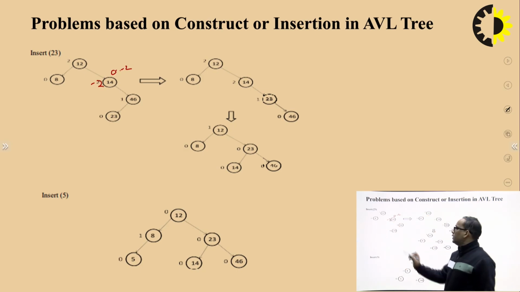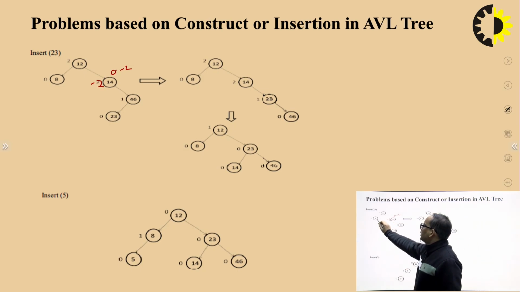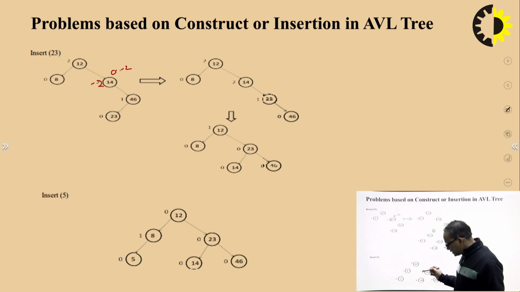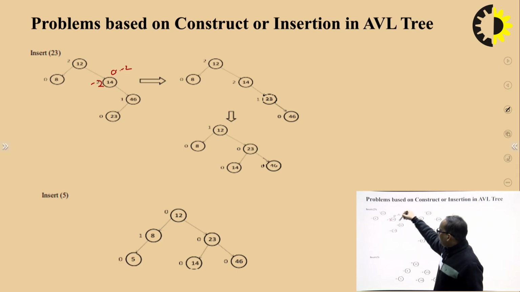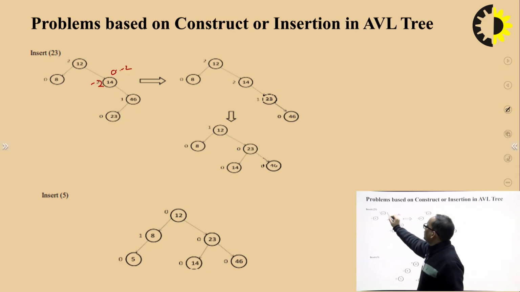Now here the balance factor of 8 will be 0. Again, what will be the height of the right subtree of 12? So level 1, 2 and 3. So it will be 1 minus 3, which means minus 2.